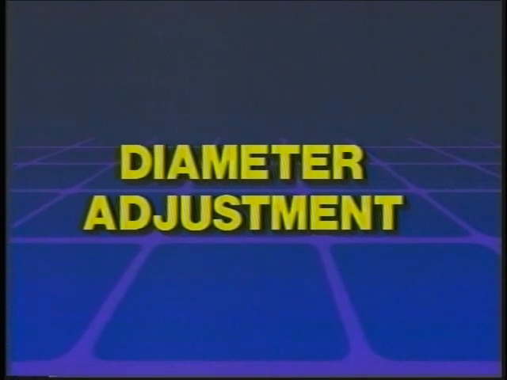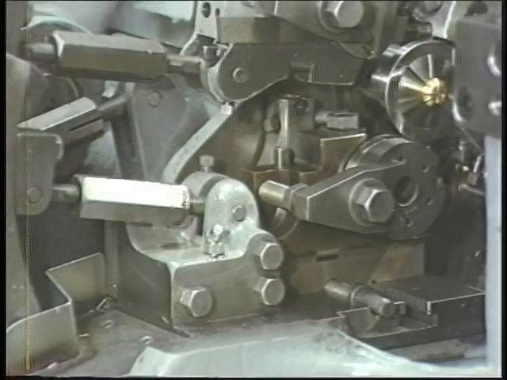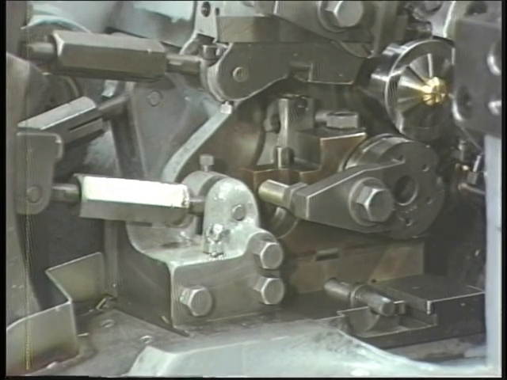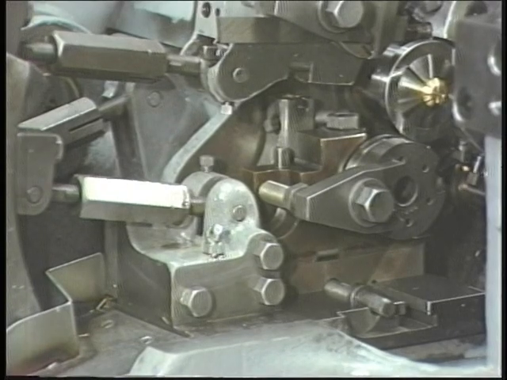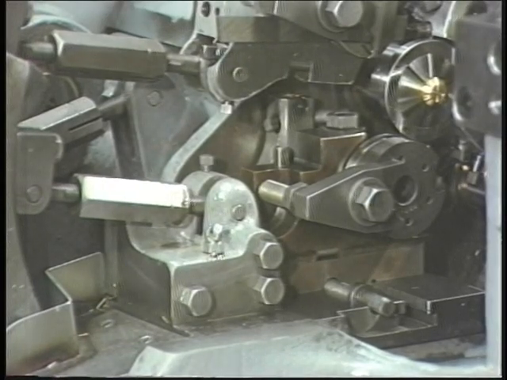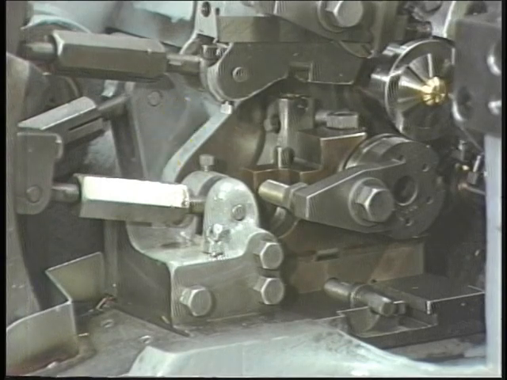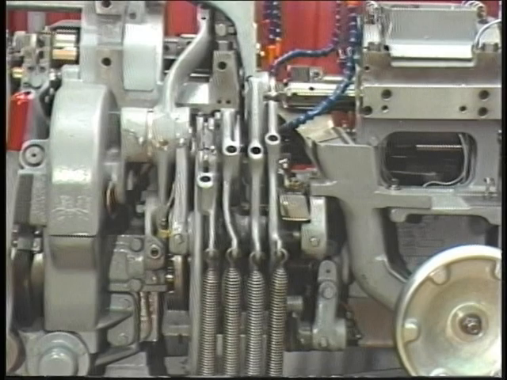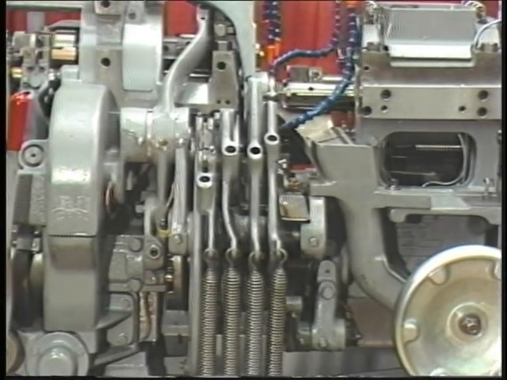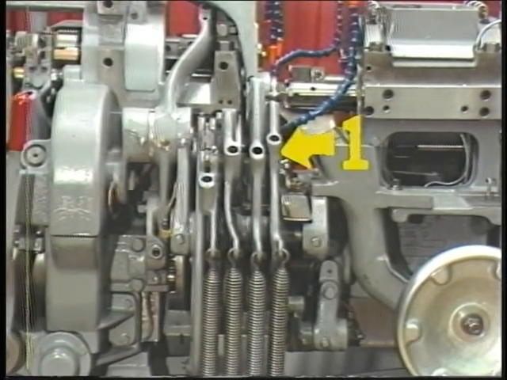Diameter adjustment. After a workpiece is run, a diameter adjustment may have to be made in order to change the diameter of the workpiece. This adjustment is made with the turnbuckle. Remember, the front tool post is in the first position. Therefore, this diameter adjustment is made with the turnbuckle associated with the first position front cam lever.